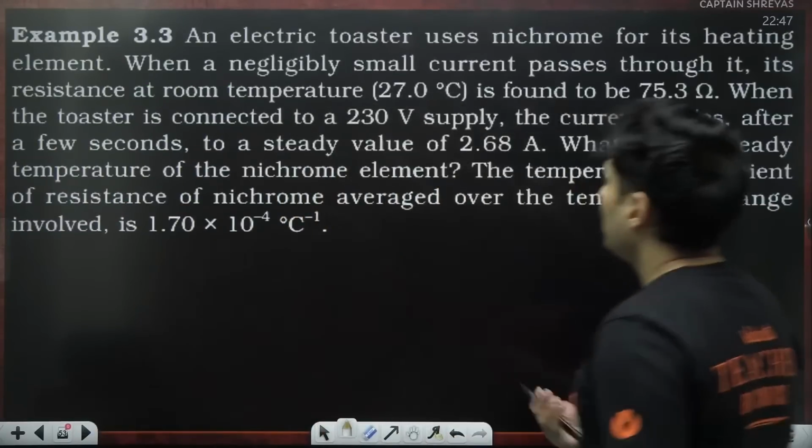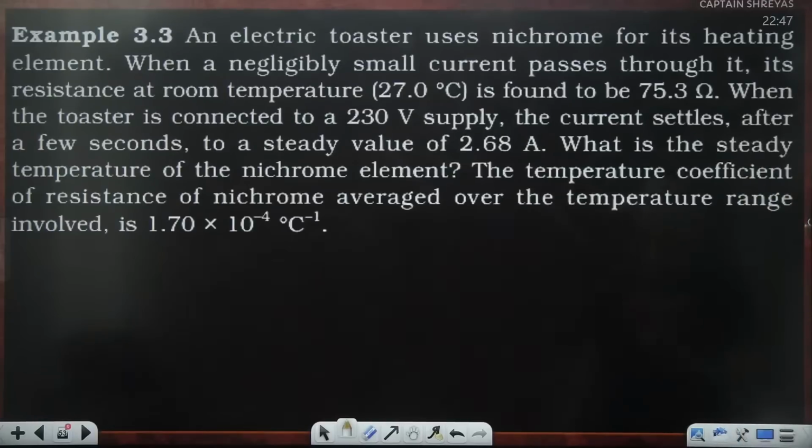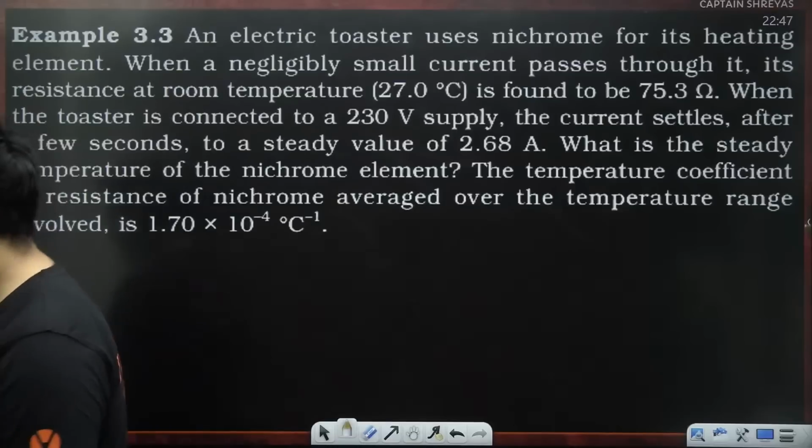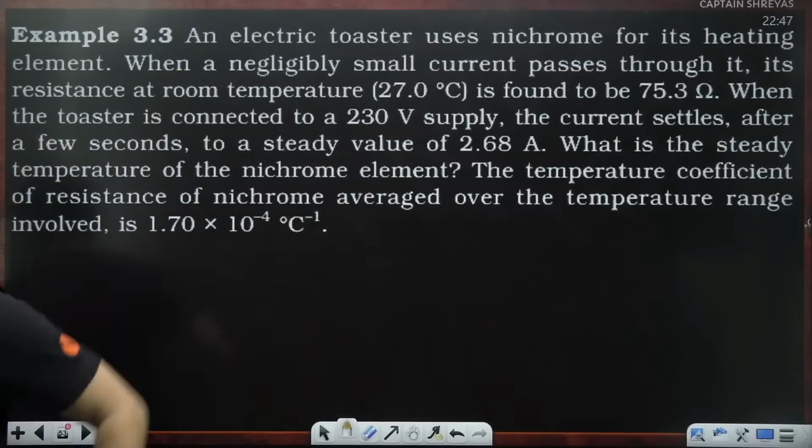Okay. There is a toaster which uses some wire. Some small current passes and the resistance is found to be this much. When the toaster is connected to this supply and there is some new current, what is the temperature of the nichrome element? The temperature coefficient is also given to us. Read the question again and again, and let's see how we solve this particular question.